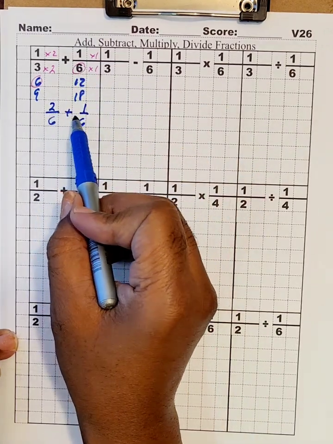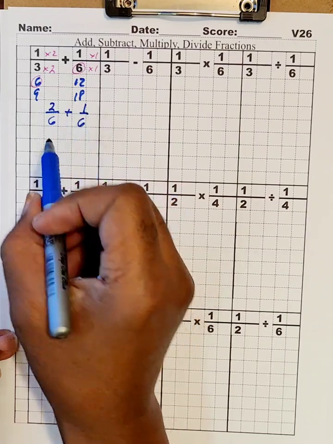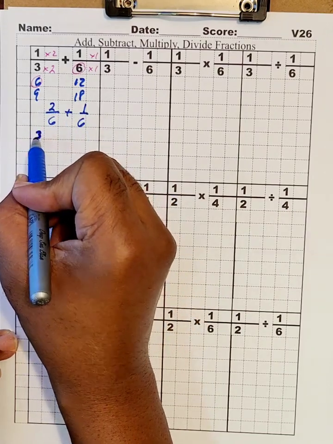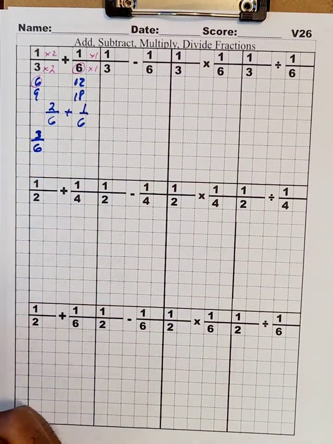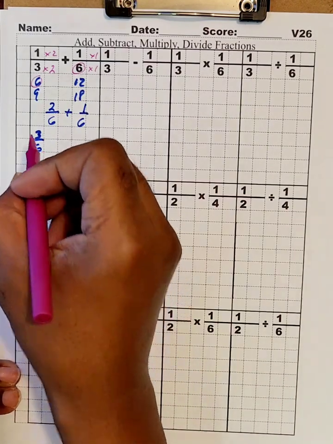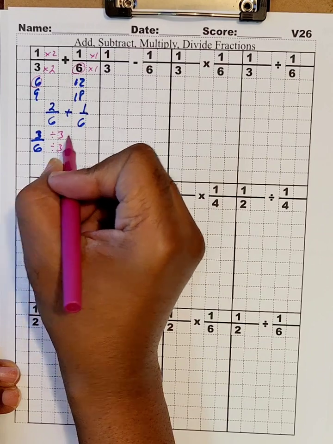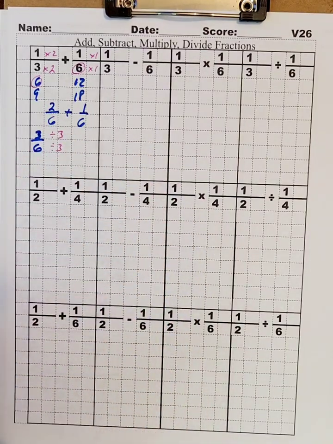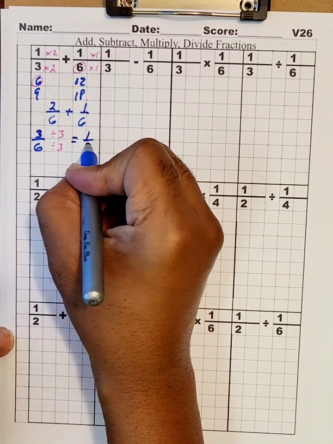And now we can add them. So the numerators, 2 plus 1 makes 3, and the denominator remains 6. Now I'm going to simplify this because 3 and 6 both can be divided by 3. So we're going to divide them both by 3 to simplify. And we'll end up with 1 over 2.